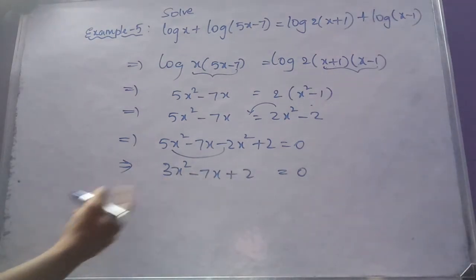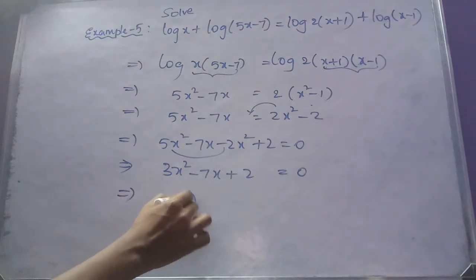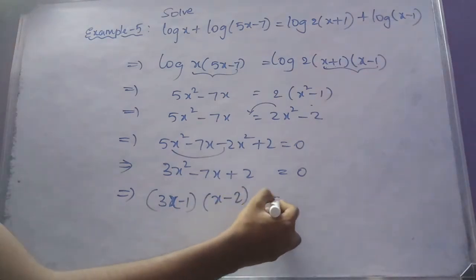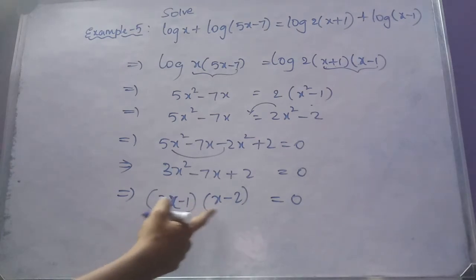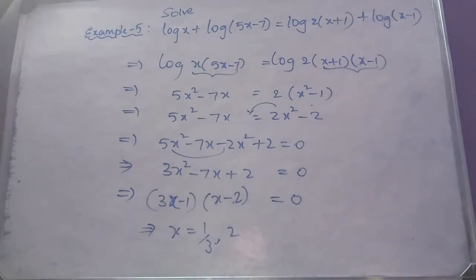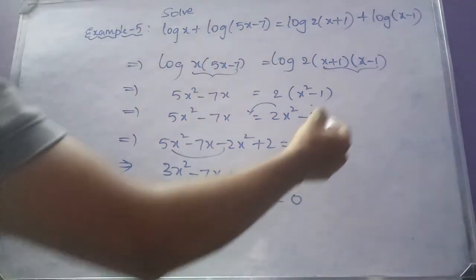And you can factorize it, right? By splitting the middle term, you can factorize it and you will get 3x minus 1 into x minus 2 equal to 0. So therefore, you will get the roots x is equal to 1 by 3, comma, from here 2. But now we are supposed to check which of the solutions are accepted and which are not accepted, right?